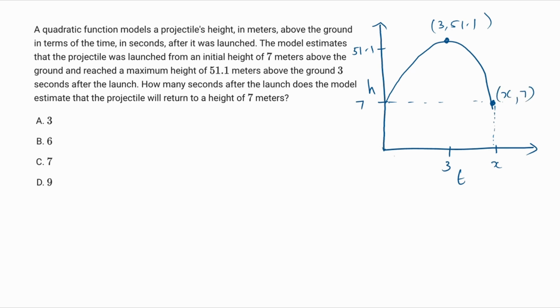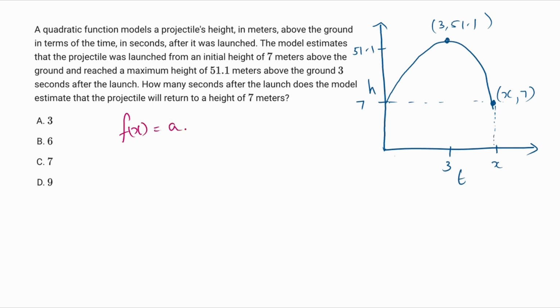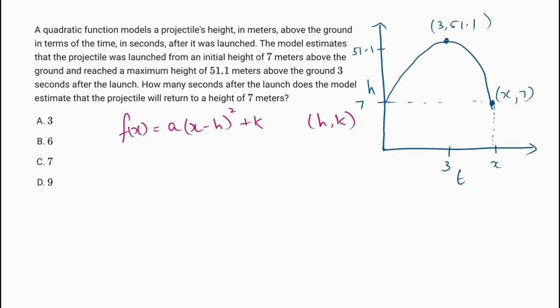So let's consider our quadratic equation with the vertex form, which is given by f of x is equal to a times (x minus h) the whole square plus k, where the vertex is given by (h, k). So let's write the equation with respect to our question above. So I'm going to take my f of x to be h of t, which is equal to a times (t minus 3) the whole square plus 51.1, since our vertex is (3, 51.1).